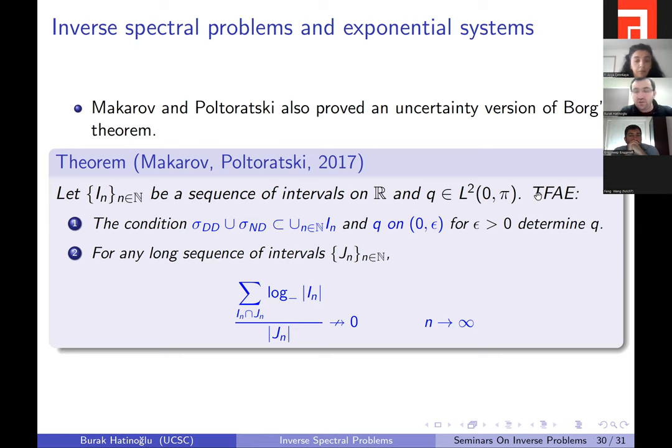And this condition determines Q if and only if we have this condition: for any long sequence of Jn, this infinite sum of the sequence In divided by Jn does not converge to zero. So that's also another characterization problem. And let me stop here.